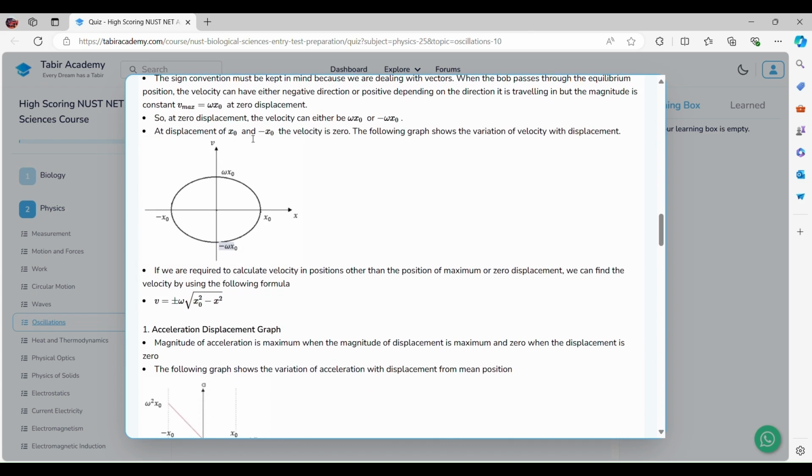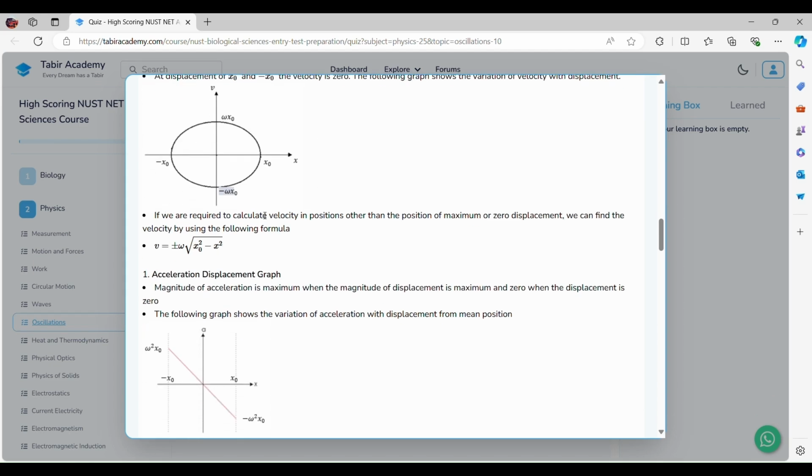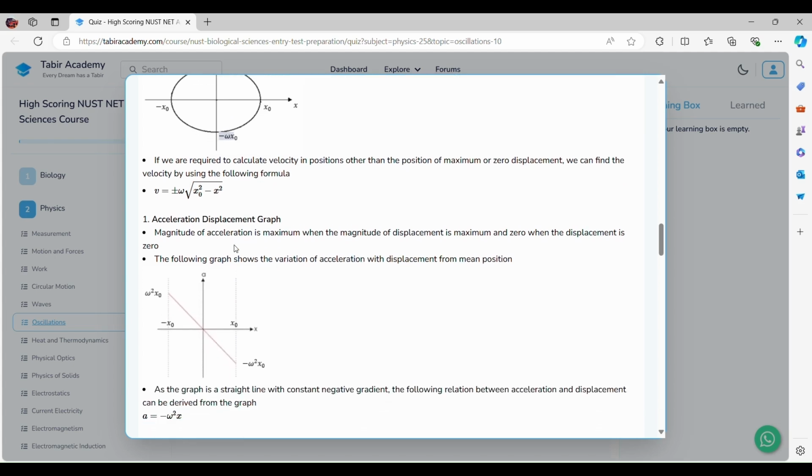At displacement of x naught and minus x naught, velocity is 0. The following graph shows the variation of velocity with the displacement. As x naught decreases, omega x naught, it's basically circular. If we are required to calculate velocity in positions other than the position of maximum or zero displacement, we can find the velocity by using the following formula: v equals plus minus omega under root x naught square minus x square.